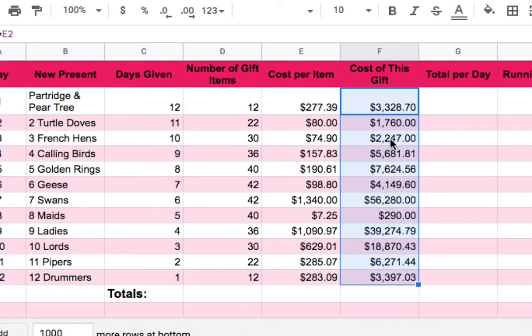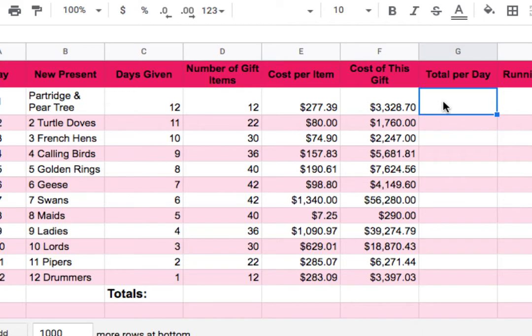Okay, so as you see, the prices are all over the place for each of these gifts. So this is a total cost of the gift given. So the total amount of money spent for turtle doves was $17.60. Okay, now what about the total per day? So each day, how much was spent?